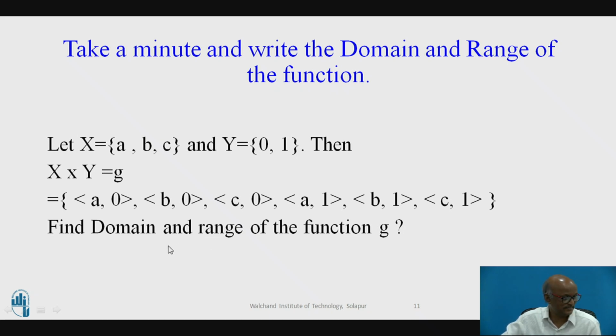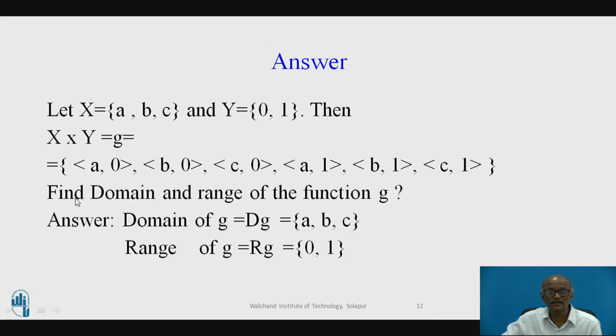Let us see what is the answer. The domain of function g is equal to a, b, c, and the range of the function is 0 and 1. From this mapping, a 0, b 0, c 0, and then a 1, b 1 and c 1, a, b, c are common. So the domain is a, b, c and for the range both 0 and 1 are involved, so it is equal to set y. Here the domain is equal to set x.